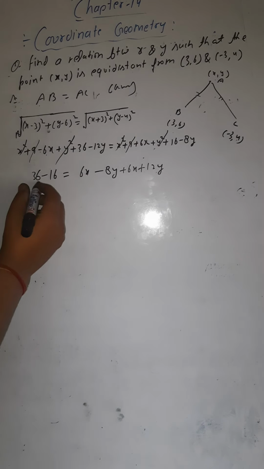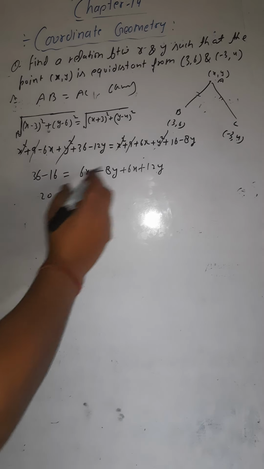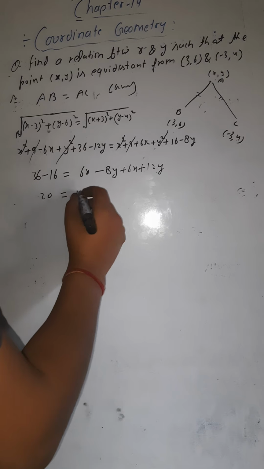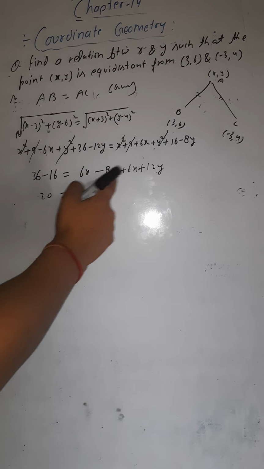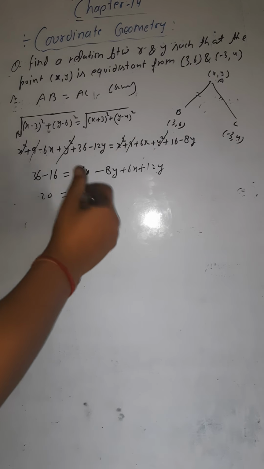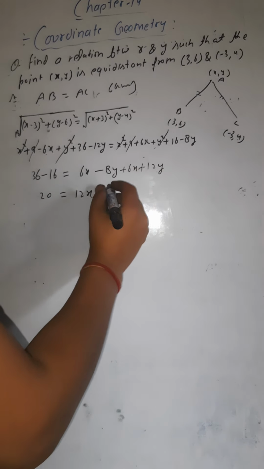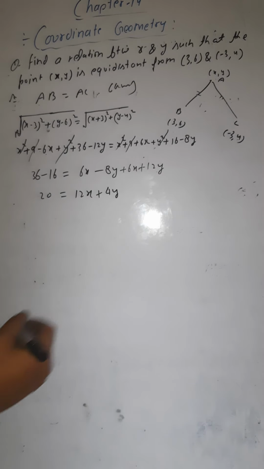Okay. Now you are left with what? 36 minus 16 will be 20. 6x plus 6x would be how much? 12x. Minus 8y plus 12y: minus and plus, both will be subtracted, and the sign is of the greater one. So plus sign. So you would have plus 12 minus 8, it will be plus 4y.